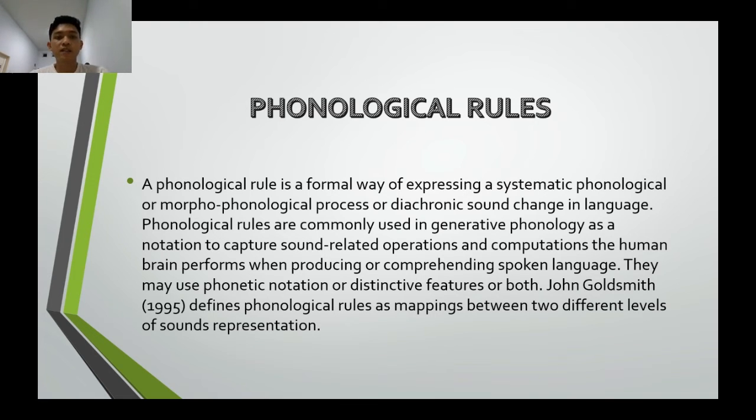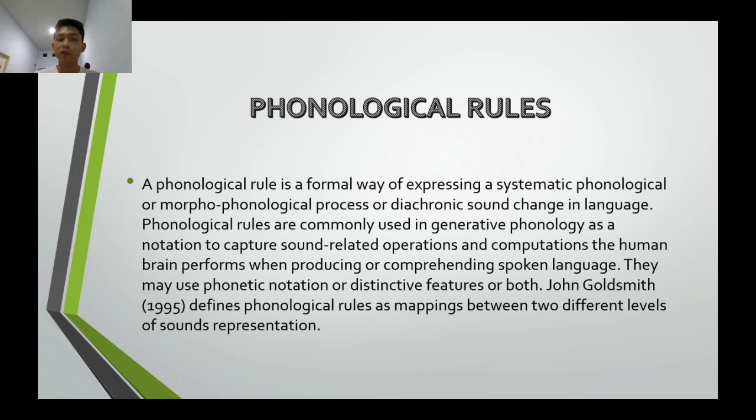And the last material is phonological rules. A phonological rule is a formal way of expressing a systematic phonological or morphophonological process or diachronic sound change in a language. Phonological rules are commonly used in generative phonology as a notation to capture the sound-related operations and computations the human brain performs when producing and comprehending spoken language. They may use phonetic notation and distinctive features, or both.